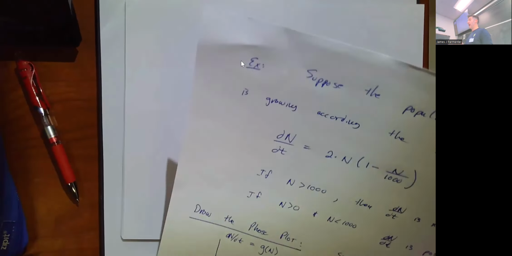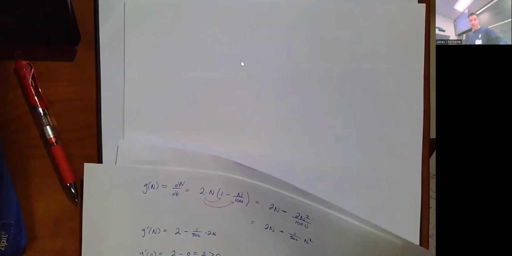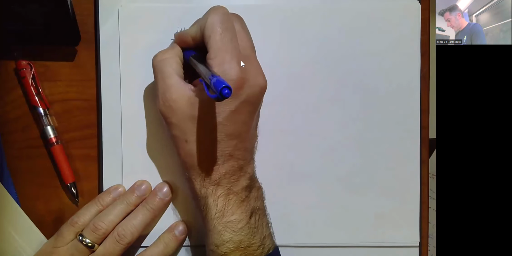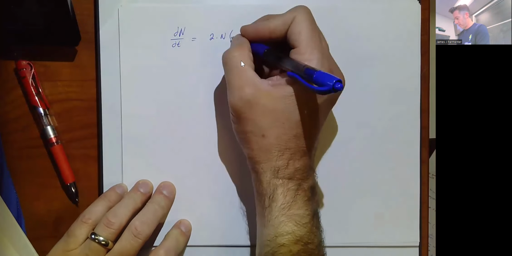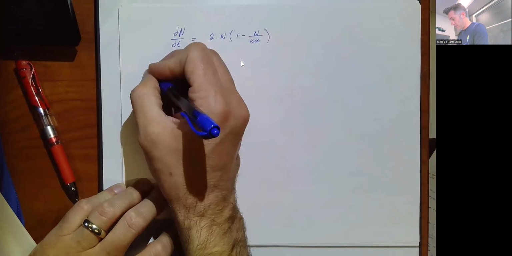So let's go ahead and talk about how you would actually solve this differential equation. It is a little bit gross, I won't lie, but it's not super terrible. So let's start off with dn dt equal to 2 times n times, what was it, 1 minus n over 1,000? I believe that's correct, yeah. And now we're going to solve it.